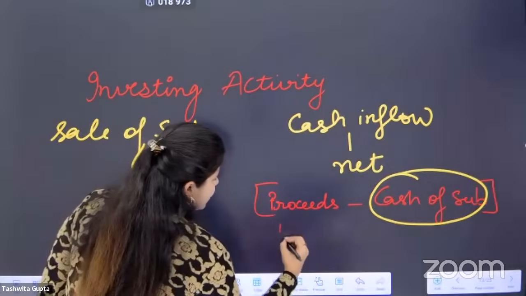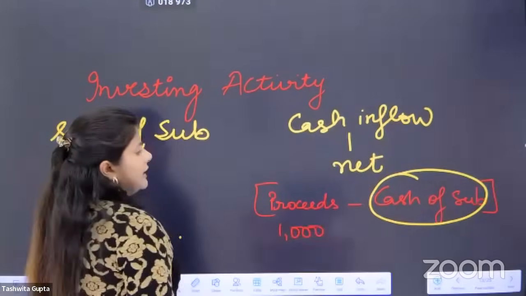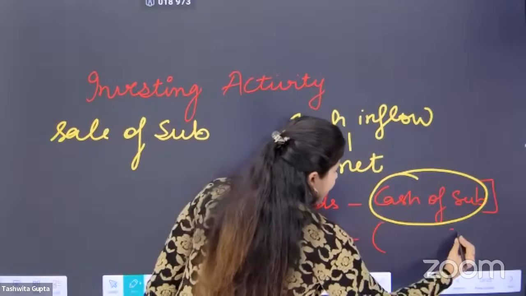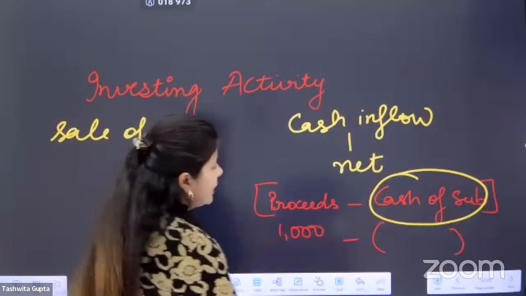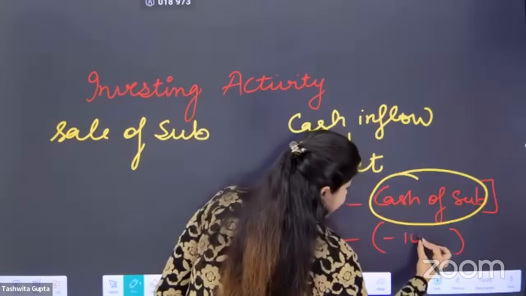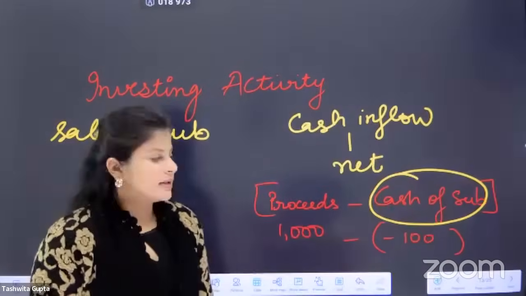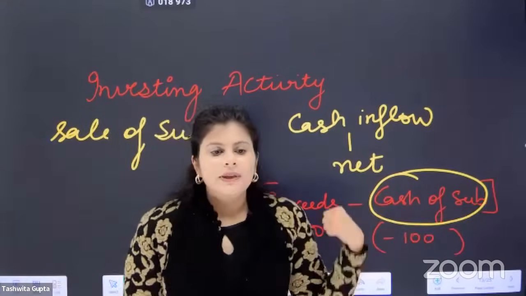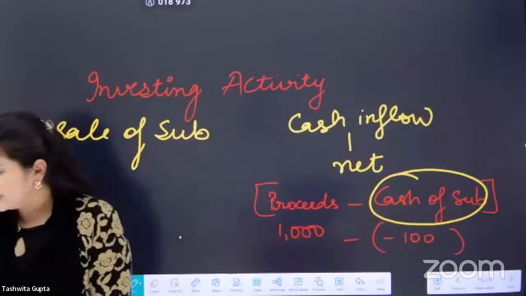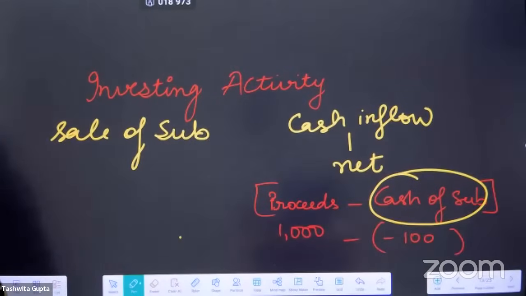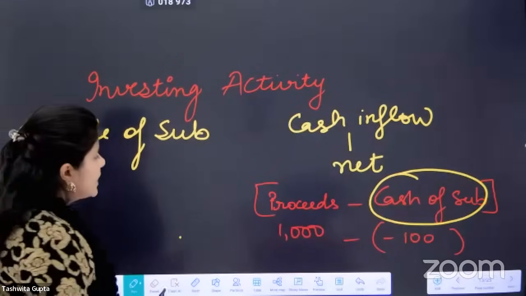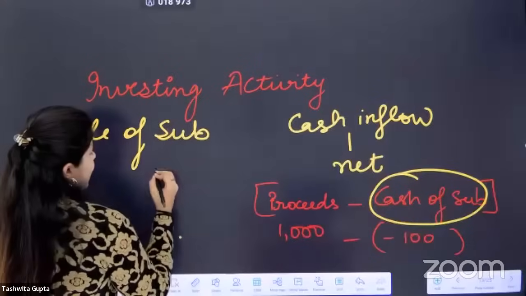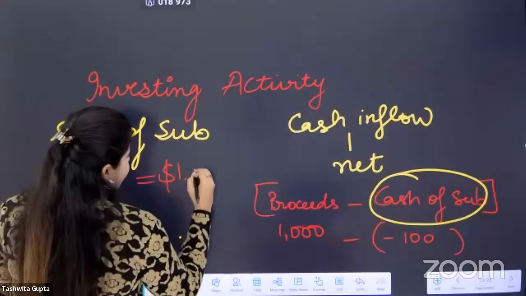So let's suppose I sold the subsidiary for $1,000 and the cash of subsidiary was an overdraft of 100. So it's a negative cash balance. So you will write here minus 100. Open this bracket. What would be your net cash inflow? 1100, 1000 plus 100. So my net cash inflow would be $1100.